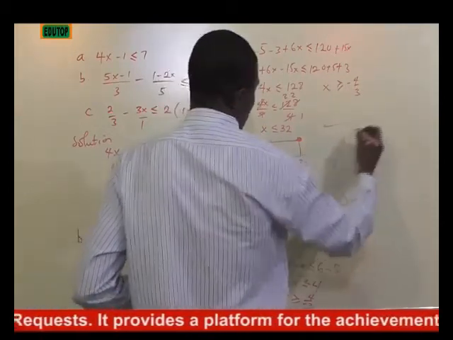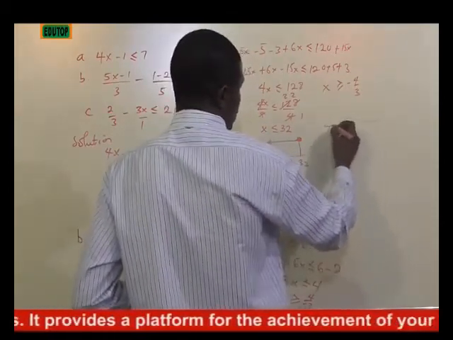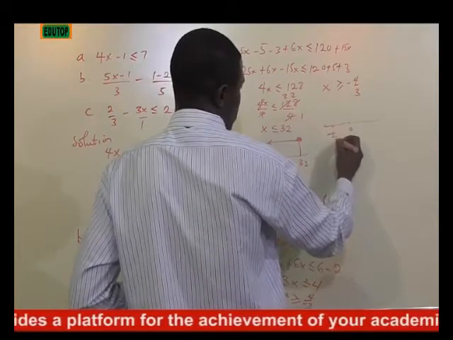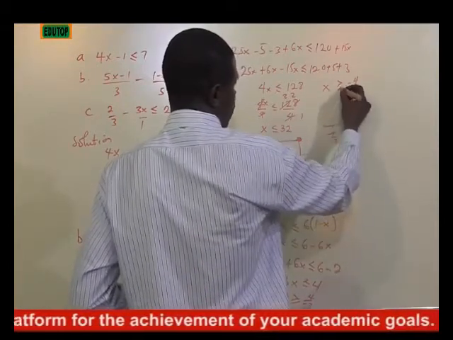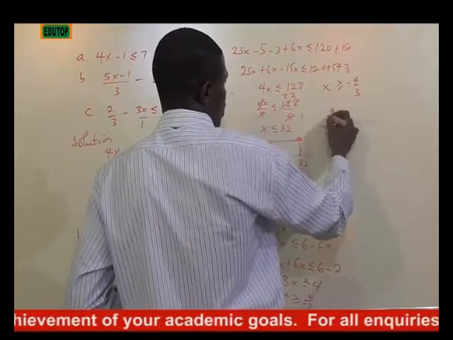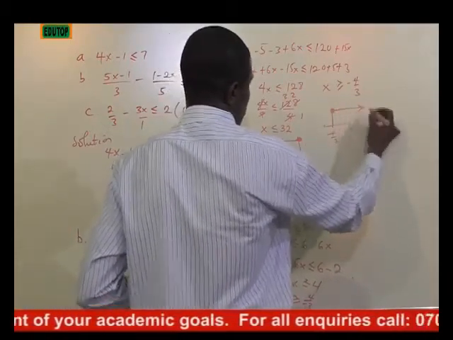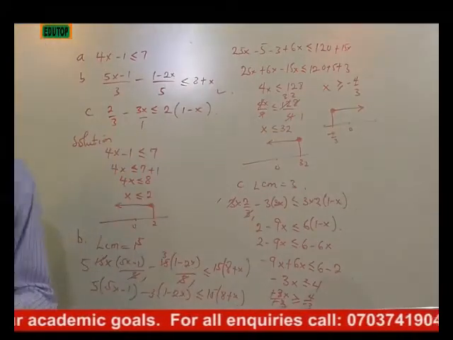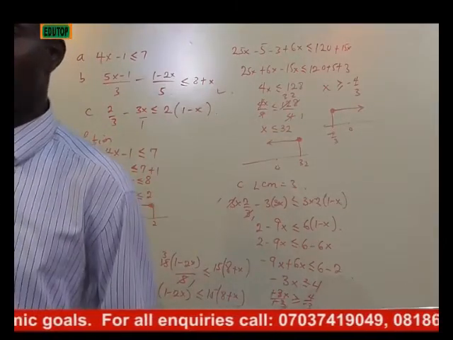So we go to our number line. This is our 0 region, then our minus 4 over 3 will definitely be here. And since you have this line here, automatically it will be shaded. You have it shaded, and it's greater than, so it will face this direction. So those are the respective results for question 1.